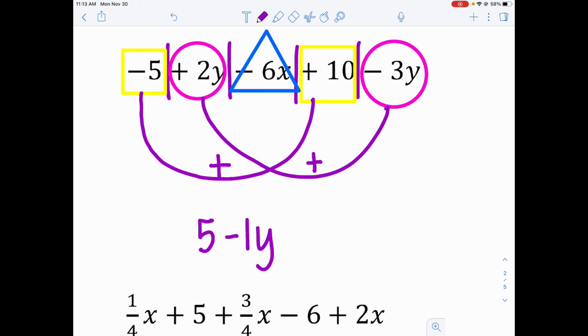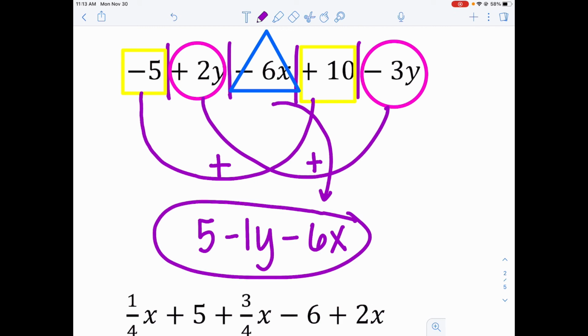And that minus 6x doesn't have anything to combine with it. So it simply drops down and is a minus 6x. There's nothing else that I can combine in these because they're not like terms. So that is my solution.